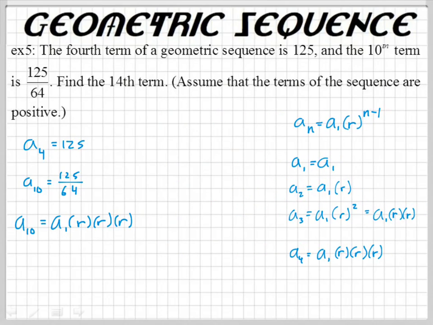r, r, r, r. How many r's am I at? 1, 2, 3, 4, 5, 6, 7, 8, 9. That is the 10th term. Okay, let me simplify this a little bit and try to help you guys see what I'm doing here. We're going to use lots of substitution. A sub 10 equals 125 over 64. So there's substitution right there.